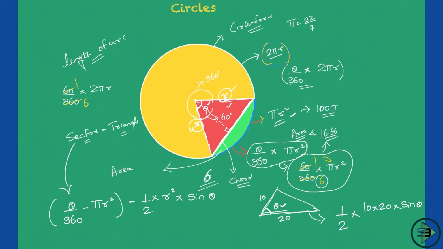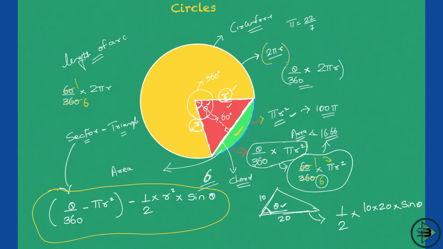Correct, that will give me the area of the triangle. So from this, what will I do? I just know theta and I just know the radius. Still, I can find out the area of this segment, which is the green region. I only know two things, theta and the radius r, and still I can go ahead and find the area of this segment. That's how simple it becomes.